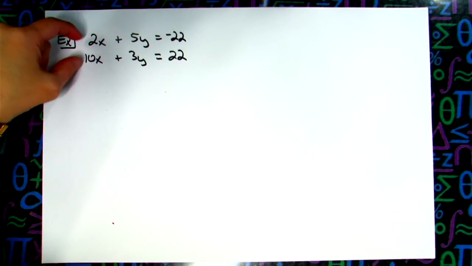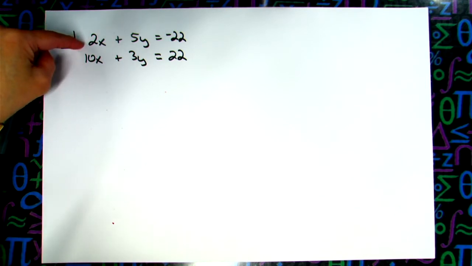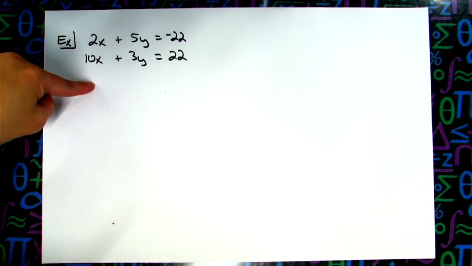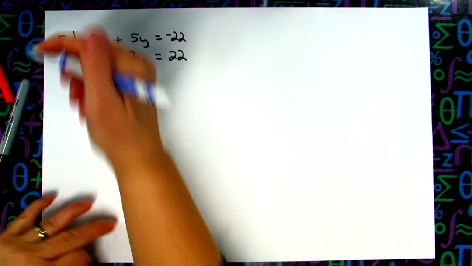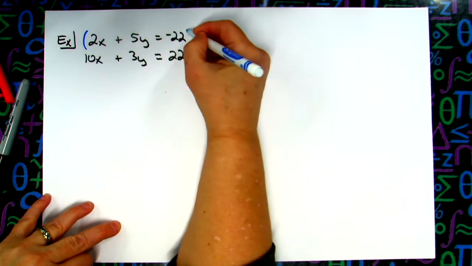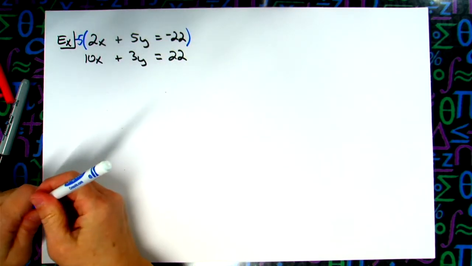Alright, could I multiply really easily one of these by a negative number and then make it fall out? I could multiply the top by a negative 5. If I multiply this top by a negative 5, that would make this a negative 10, and then these would fall out. So that's what you're going to look for. You're going to look for either your x's or your y's, something that you can really easily just multiply one of them by. So we've decided negative 5. So I'm going to multiply the top equation by a negative 5.